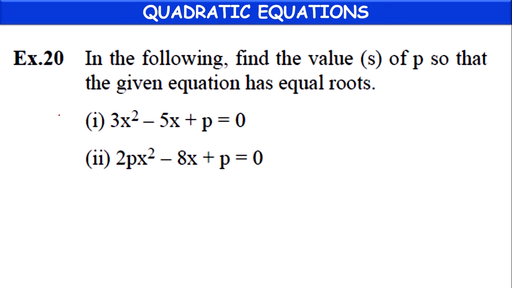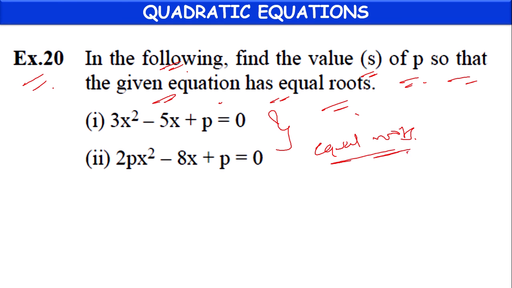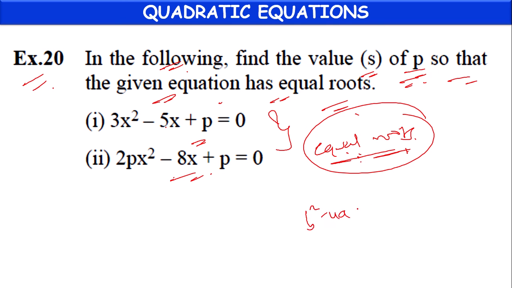Next children, example 20. In the following, find the values of p so that the given equation has equal roots. These two equations are having equal roots, children. So then find the value of p. We already know the condition that a quadratic equation will have equal roots when the discriminant value is equal to 0. When the discriminant value is equal to 0, then only it will have equal roots.